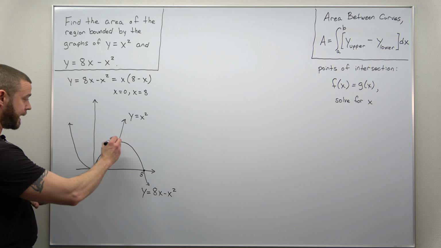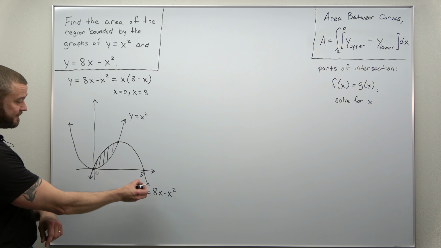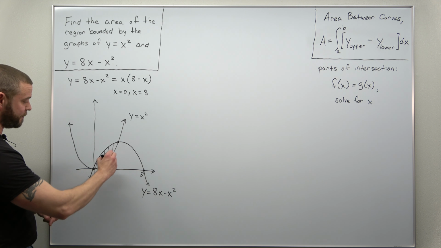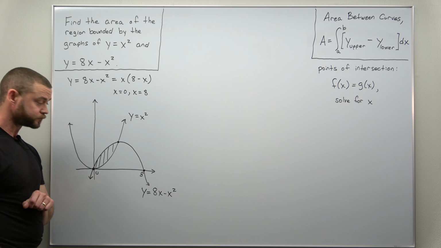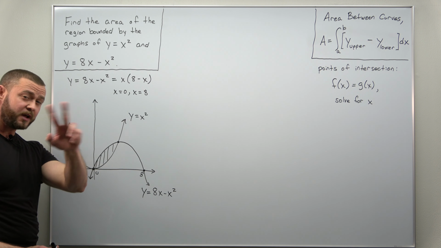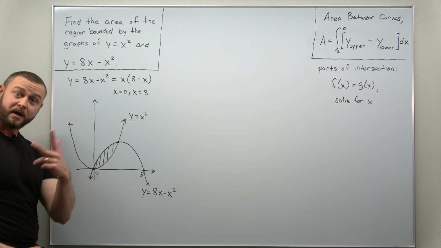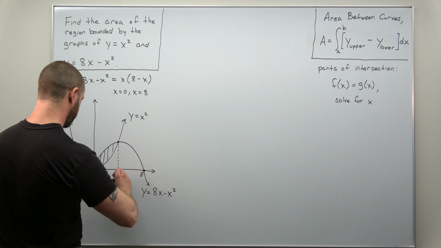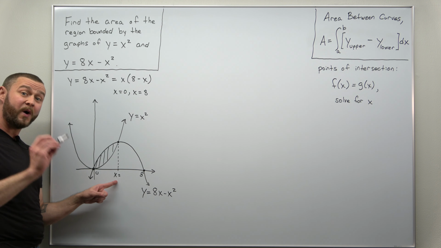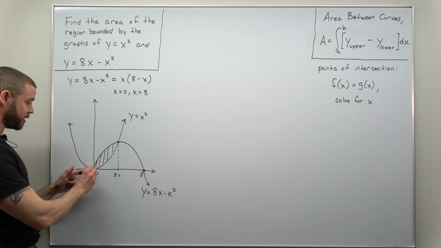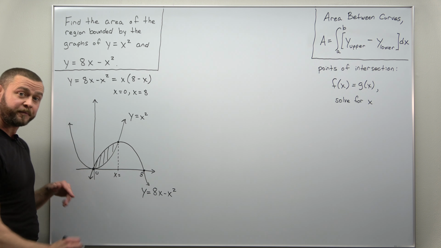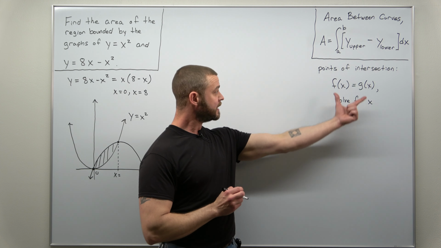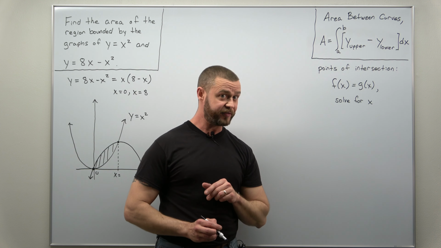We have a curve on the top, an upper function, and notice that the upper function is going to be 8x minus x squared, and then on the bottom is x squared. All right, so we can determine our upper and lower function easily from our sketch, but what we need to know is what that x value is. In other words, we're going to integrate from 0, but to what other x value? And the way we find the points of intersection is we take those two curves, set them equal to one another, and then solve that for x.